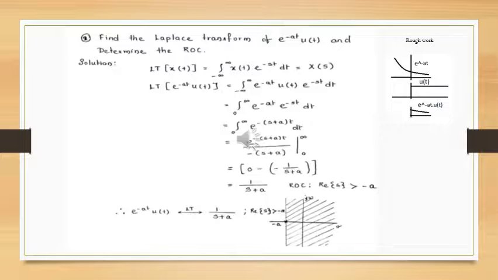Now, how to get the ROC? For that, first we need to get the pole. That is found by equating the denominator to 0. So we have s plus a is equal to 0. So we get s is equal to minus a.